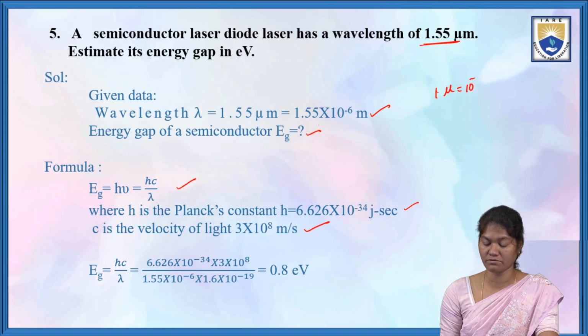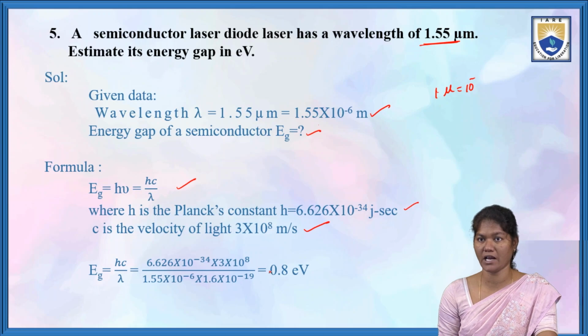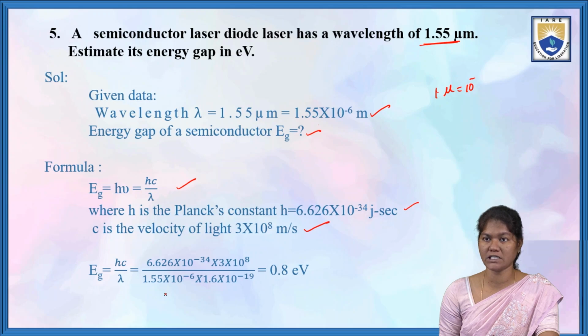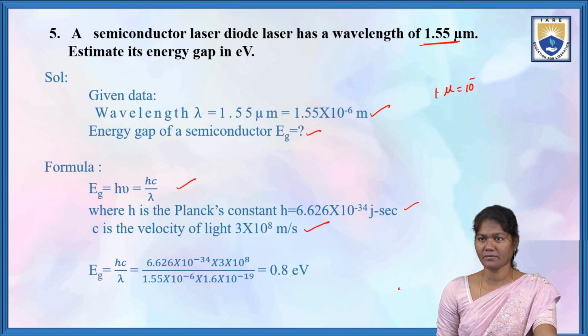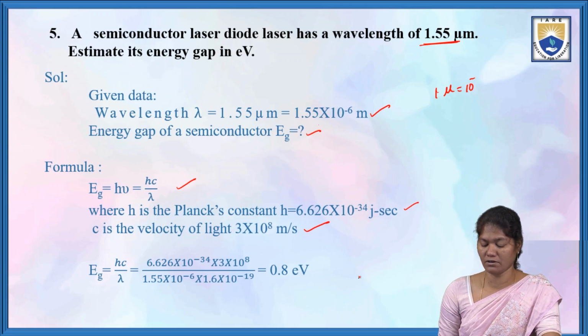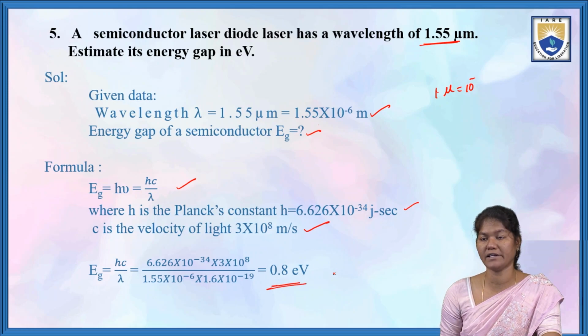So let's substitute all these values. Eg is equal to hc by lambda, that is 6.626 into 10 power minus 34 into 3 into 10 power 8, divided by 1.55 into 10 power minus 6 into 1.6 into 10 power minus 19. So the value of the energy gap in electron volts is 0.8 electron volts.